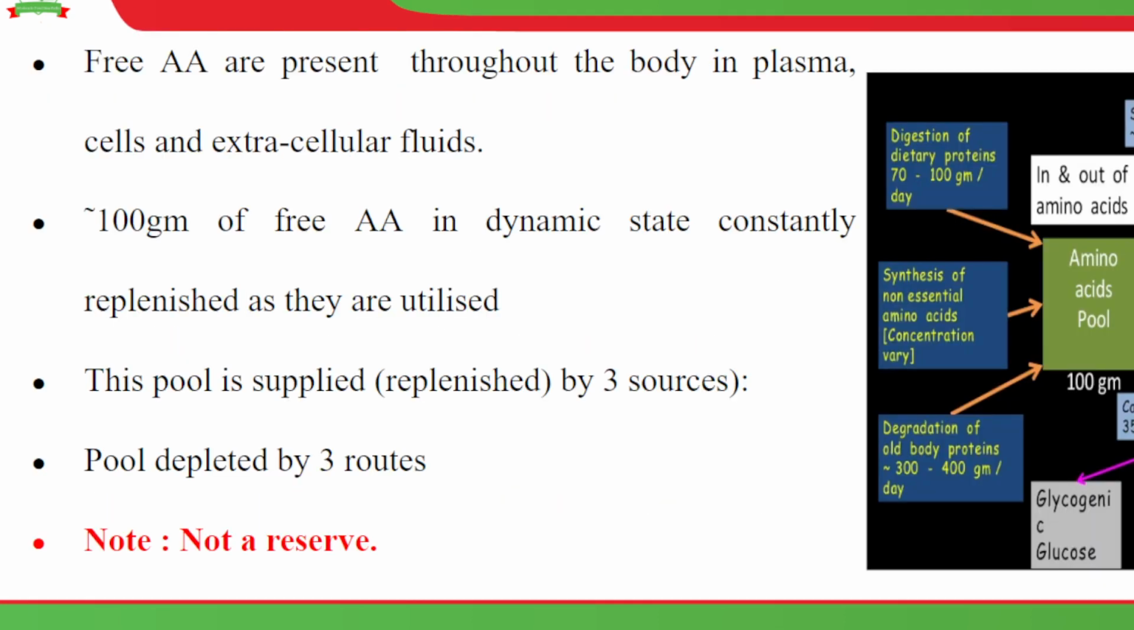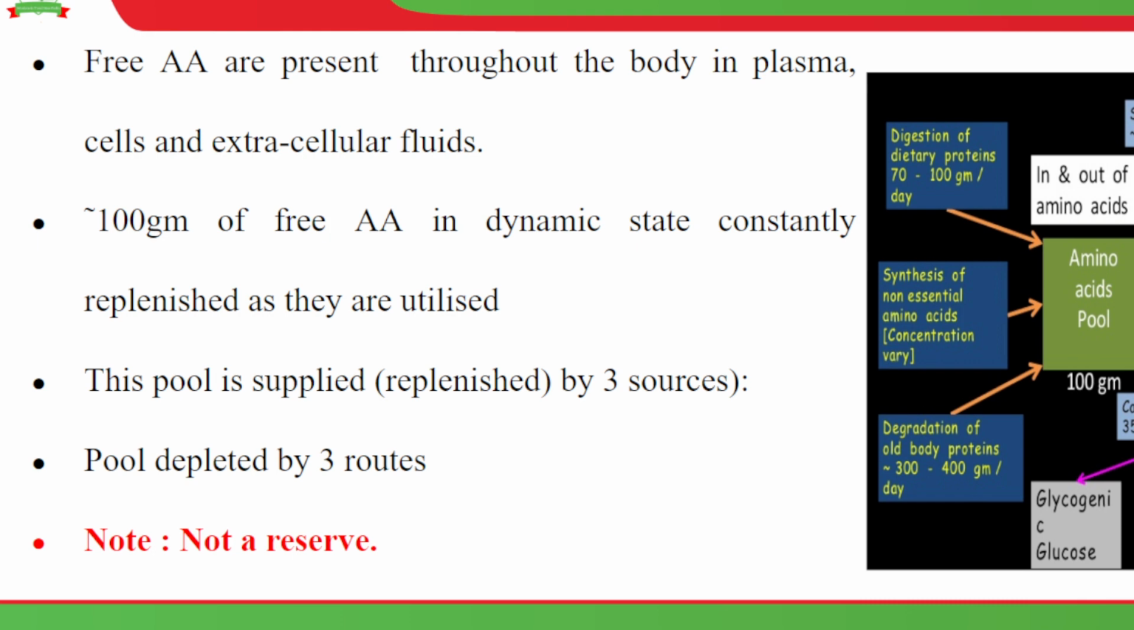To start with, one of the most important things here is the amino acid pool. We have a lot of free amino acids present throughout the plasma, the cells, and the extracellular fluids. So everywhere in your body, there are about 100 grams of free amino acids in a dynamic state that are constantly replenished as they are utilized. Meaning there is a form of amino acids throughout your body. That is what we call the amino acid pool.